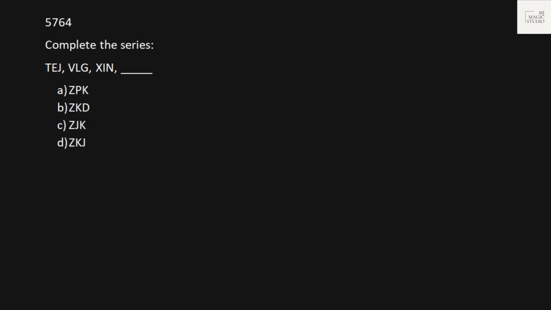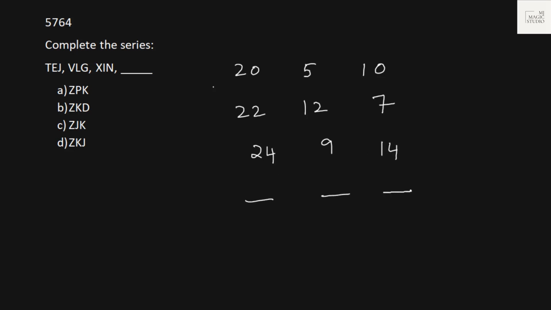Let's do one more with alphabets. T, E, J. T is 20, E is 5, and then J is 10. V is 22. L is 12. G is 7. X is 24, getting the hint. I is 9. And then we have N. N is 14. What should be the next?